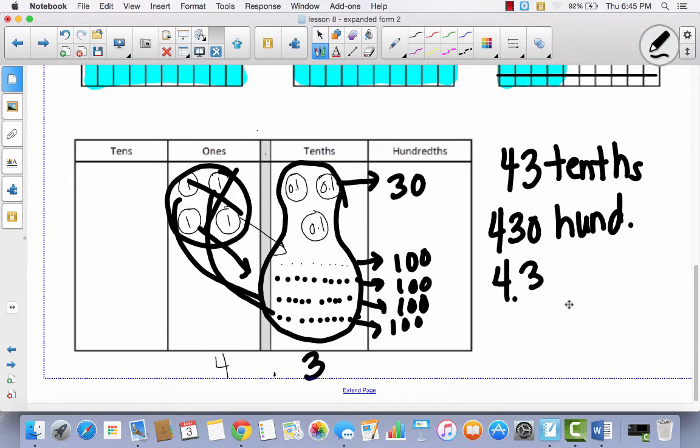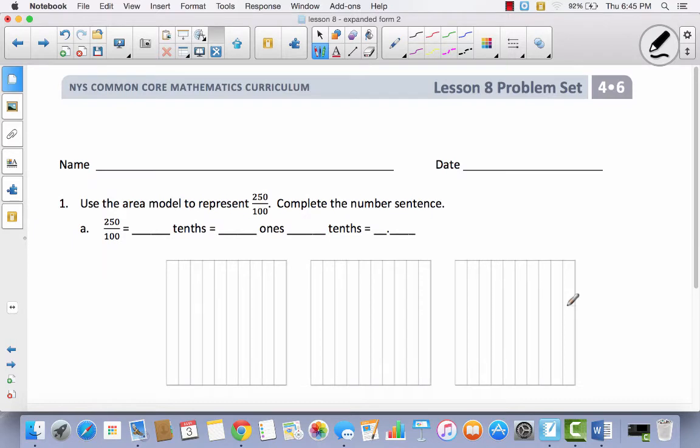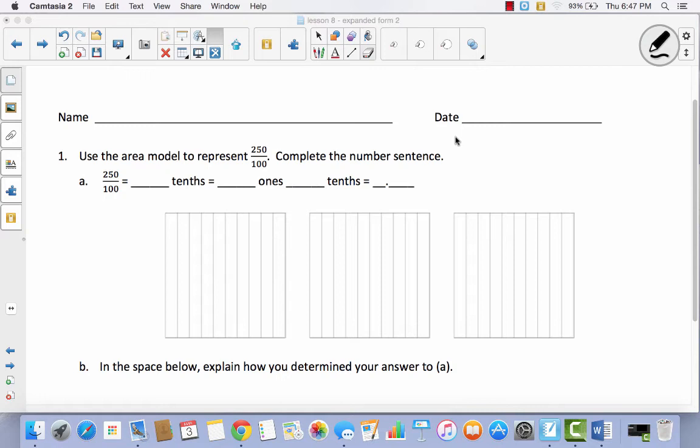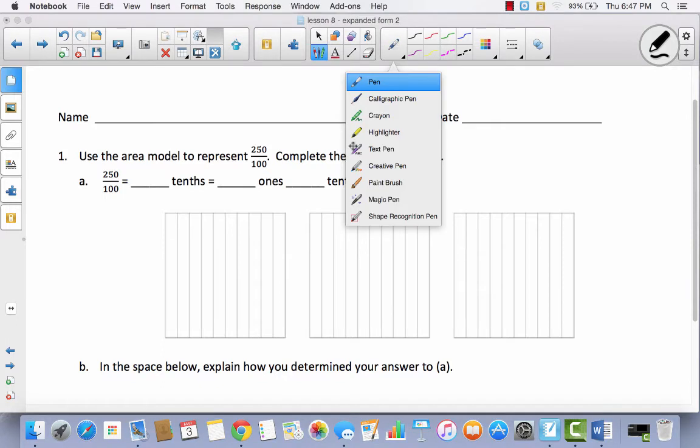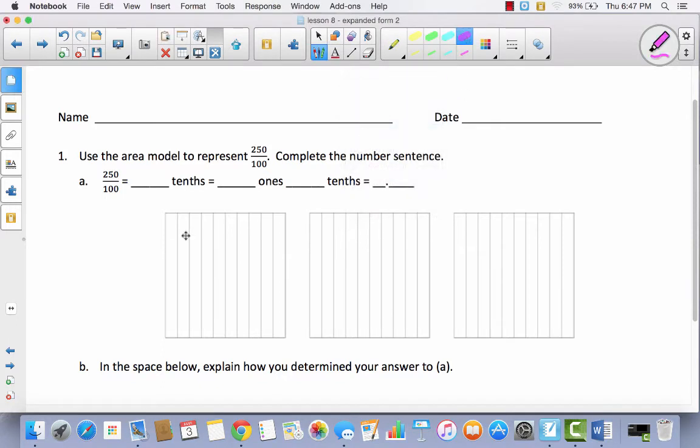I am. All right, so let's get started on our problem set today and see if we see some other patterns. So we're going to use the area model to represent 250 hundredths, and we're going to complete the number sentence. The first thing I notice when I'm trying to shade 250 hundredths is that I don't have hundredths, I have tenths. Can you remember from what we did in our template how we can take these tenths and make them hundredths? We could decompose them.